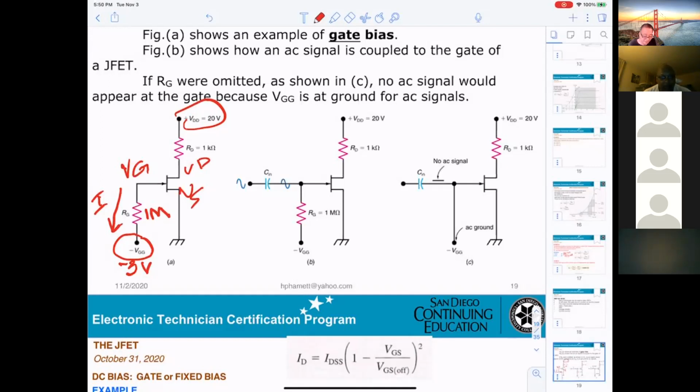If the resistance is large, the current is 0. Current is 0, then the voltage drop across that resistor will be 0. That will tell you VG will be equal to minus 3 volt. You get that?